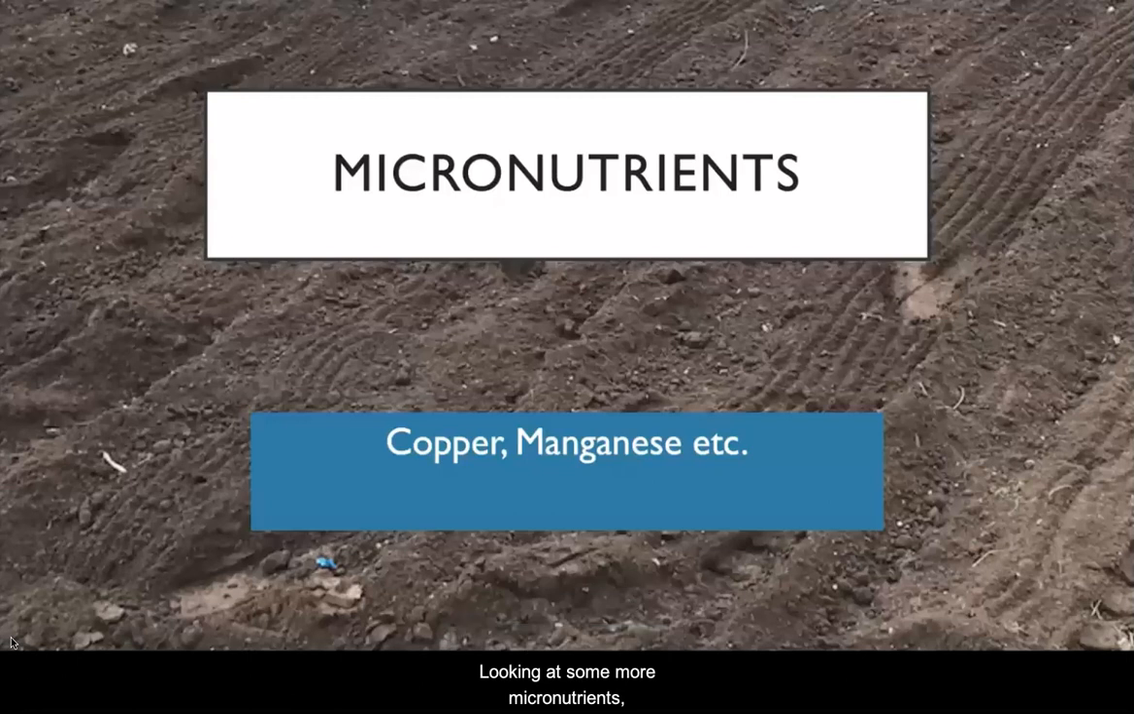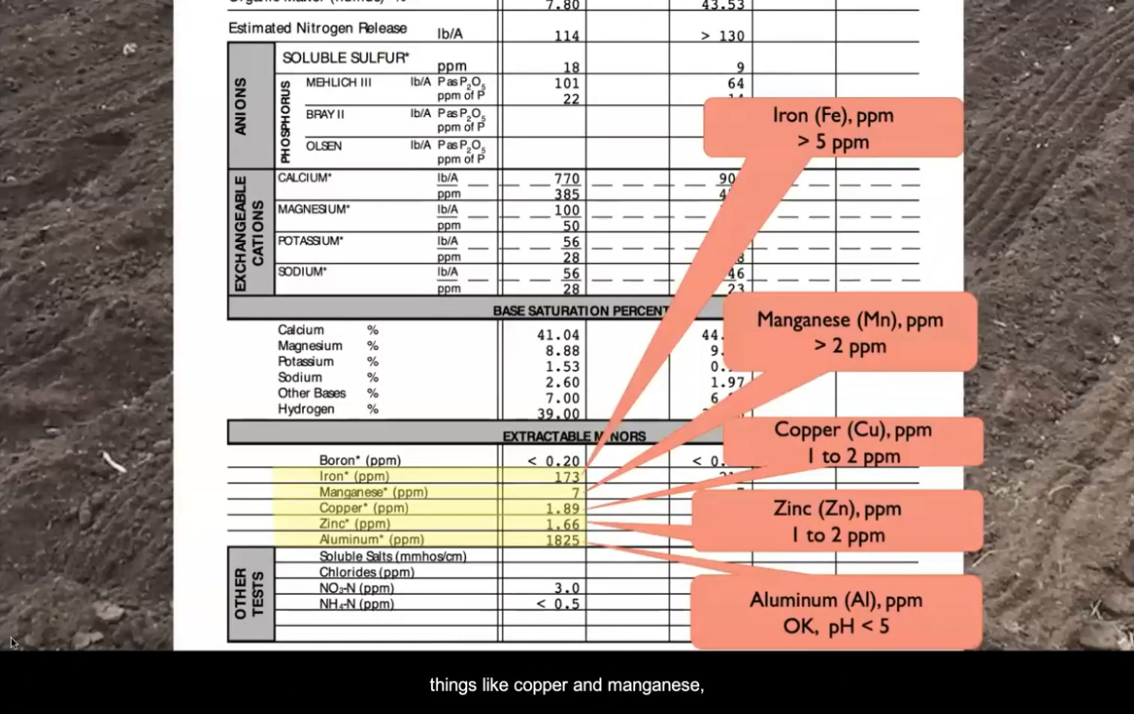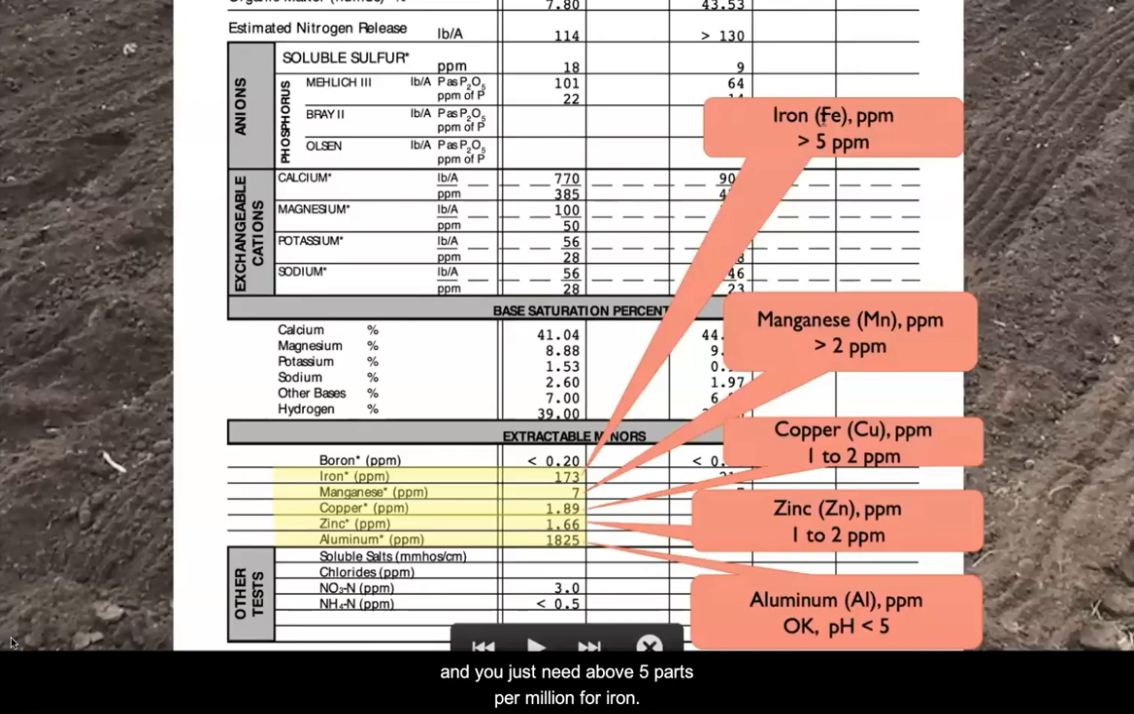Looking at some more micronutrients, things like copper and manganese. We go down here. Iron is included here. Most of our soils are not deficient in iron at all, and you just need above 5 parts per million for iron. Manganese, you need above 2 parts per million. Copper, we want between 1 and 2 parts per million, and zinc the same. We want somewhere between 1 and 2 parts per million. Now, often you might see copper be a little bit higher and zinc be a little bit higher, and that's fine. Nothing to worry about.